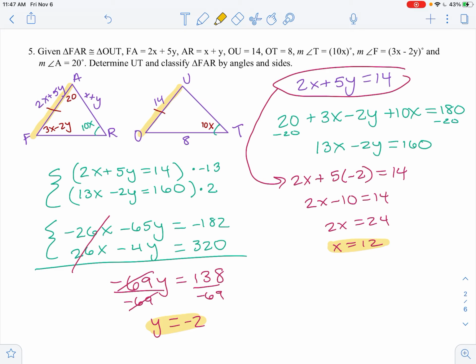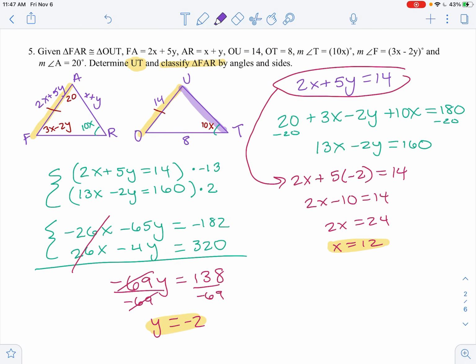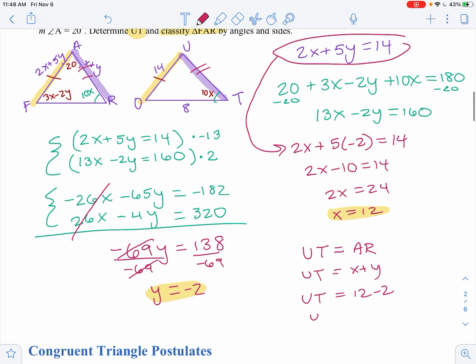What I can do from here is find UT and classify the triangle. That's what I have to do next. So first of all, which side is UT congruent to? UT and AR are corresponding sides, so they have to be congruent. So I can find UT by substituting into the equation for AR, which is x plus y. My x is 12 and my y is negative 2. So UT must be 10.